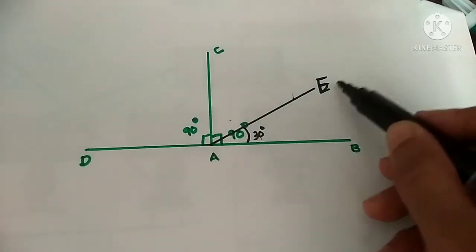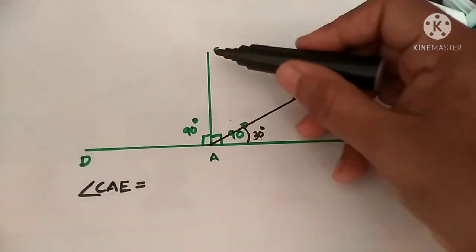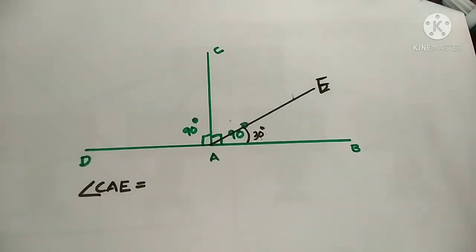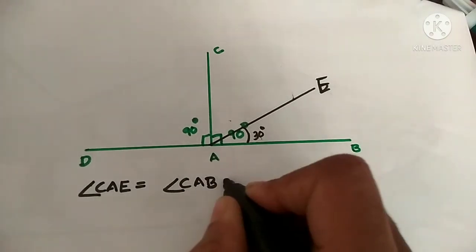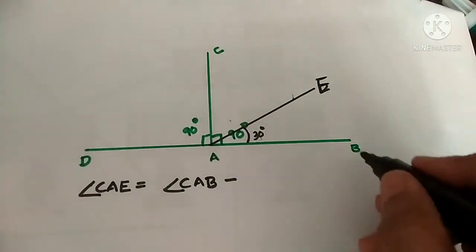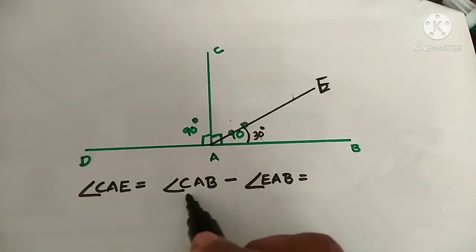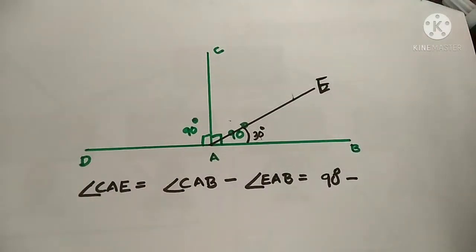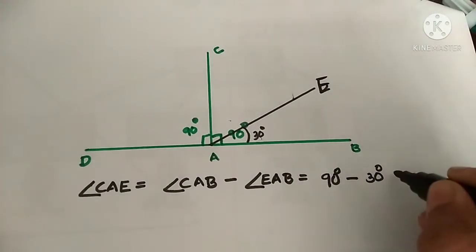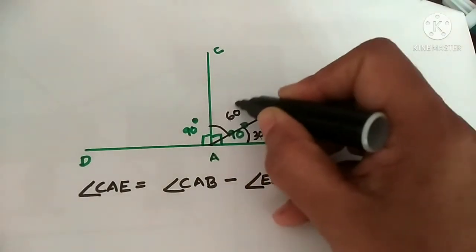Angle CAE. Angle CAE is equal to angle CAB minus angle EAB. We know angle CAB, that is 90 degree, minus angle EAB, that is 30 degree. That is equal to 60 degree. So we get this angle as 60 degree.